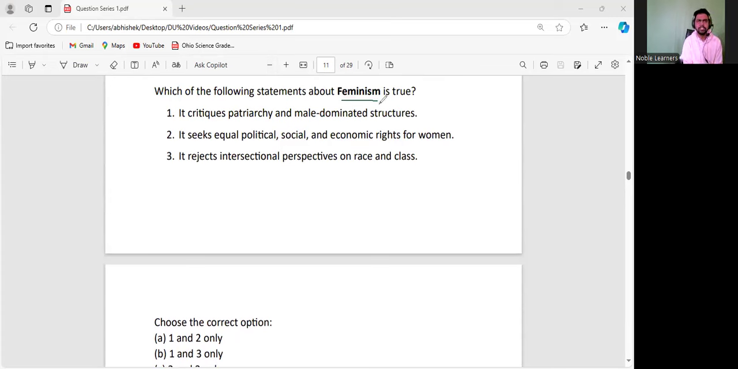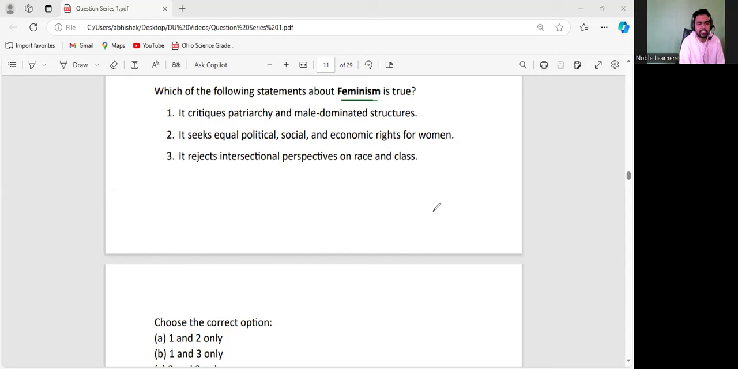Feminism. So feminism is talking about the dignity of females. Feminism is talking about the patriarchy in the society. Feminism is saying that patriarchy is the root cause why women are oppressed, subjugated, and exploited in the society. That is the main theme. And they actually promote the well-being of females. So this is what we have to understand. Okay. So it critiques the patriarchy and male dominated structure. It seeks equal political, social, and economic rights for women.